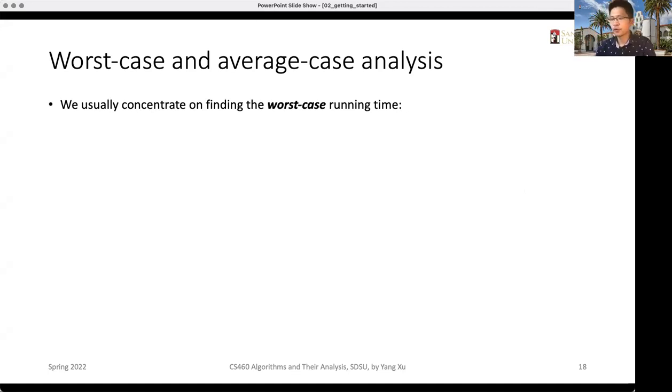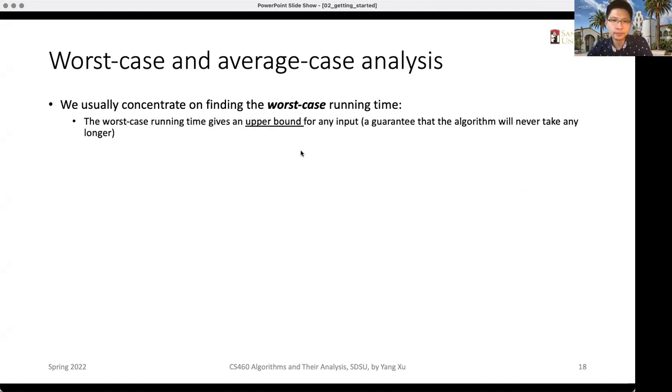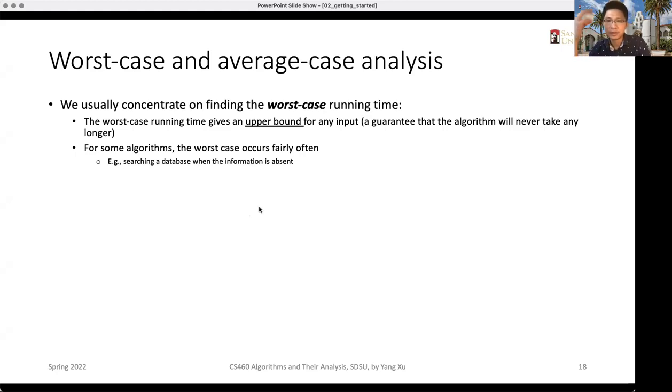Okay, right. And for typical algorithm analysis, focusing on the worst case is sufficient, because we want to get prepared for the worst scenario, right? It gives an upper bound for any type of input. When we know the worst case performance, we will have a sense of how fast an algorithm can run. And the worst case occurs fairly often, like searching a database when the key information is absent. This is a very often case.